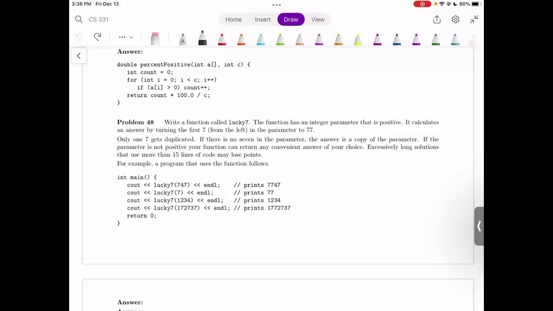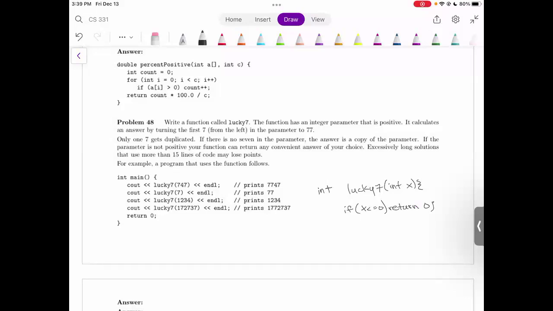Let's do that. So they tell us it has to be a positive parameter. So first we write the title line. We return an integer, lucky7, and we take in an integer. Okay. So they say positive parameter. So if it's not, do they say what to do? If the parameter is not positive, your function can return any convenient answer of your choice. Okay, so we can do whatever we want. If x is less than or equal to 0, we'll just terminate the program.